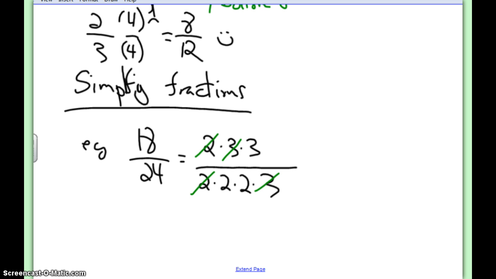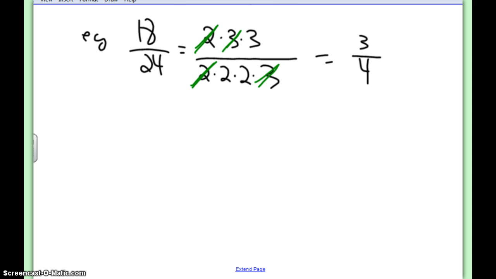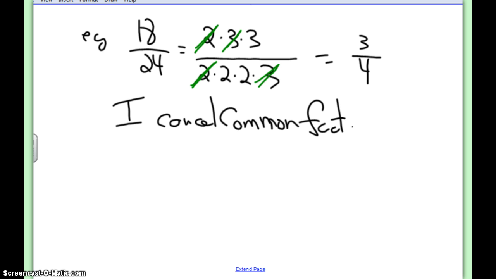And you might say, well, no, Mr. K, I actually knew that 6 divides into top and bottom. That's right. The reason that's 6 is because there were a 2 and a 3 that were common in both, which does make 6. In our final answer, our simplest fraction is 3/4. What do we do to simplify fractions? I cancel common factors. Factors are multiplication. I cancel common factors to simplify.